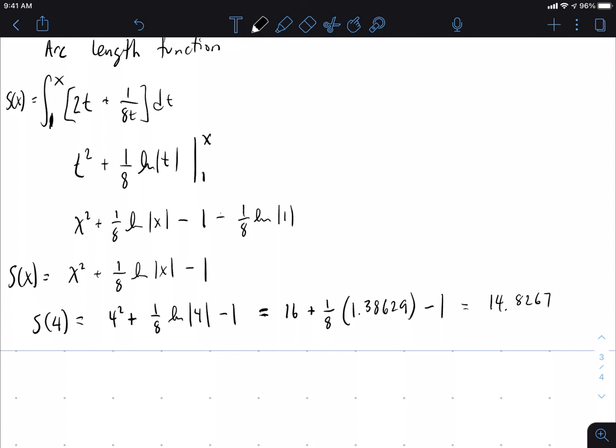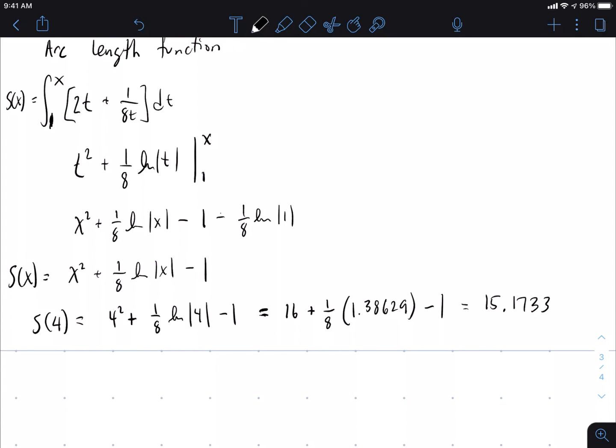Oh, I messed up. I put a minus there again, so that's wrong. It should be plus. For some reason, the minus in front of the ln of 4 is in my head. So I got 15.1733 as my arc length. Did you guys get that too?